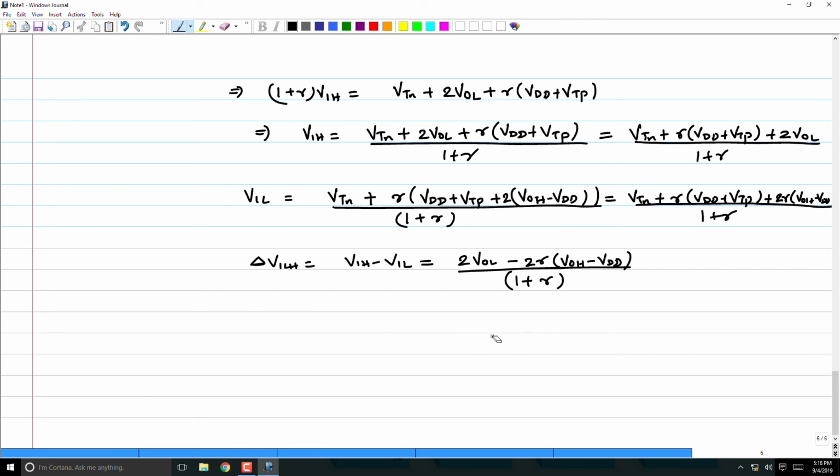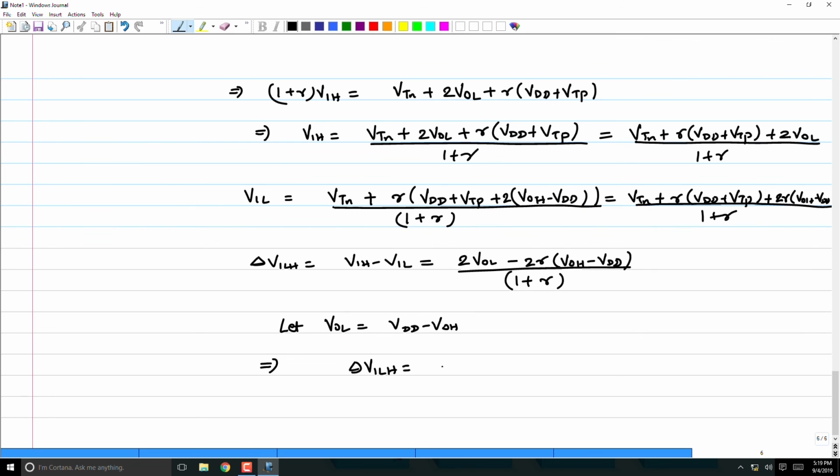Okay. So, what is VOL? It's a number which is very close to 0. VOH is a number which is very close to VDD. So, VOH minus VDD is a very, very small negative number. VOL is a very, very small positive number. So, if you see this difference, it's actually an extremely small number. So, for example, you could assume VOL equals VDD minus VOH, for symmetry. It's on either side, it's going by the same amount. So, if that's the case, what does that thing simplify to?